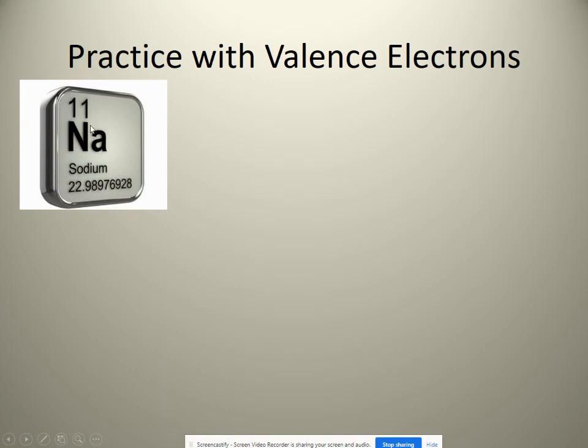So sodium has the number 11 up here, which means it has how many protons and electrons? Protons should be 11, and electrons should also be 11. And these are going to be the numbers we care about right now. Okay, so just a little review of that. That tells us how many protons and electrons are in the atom.